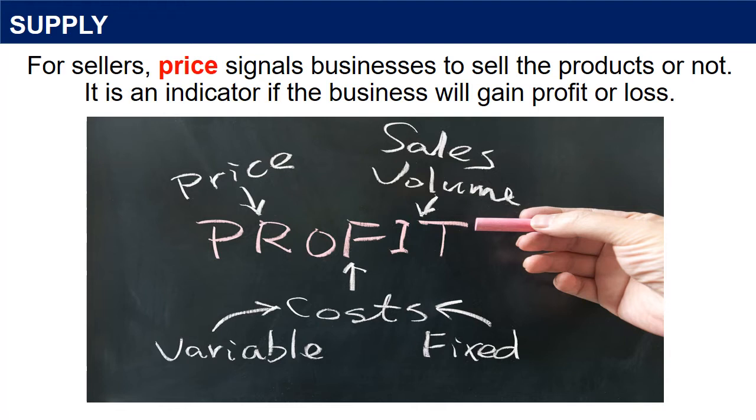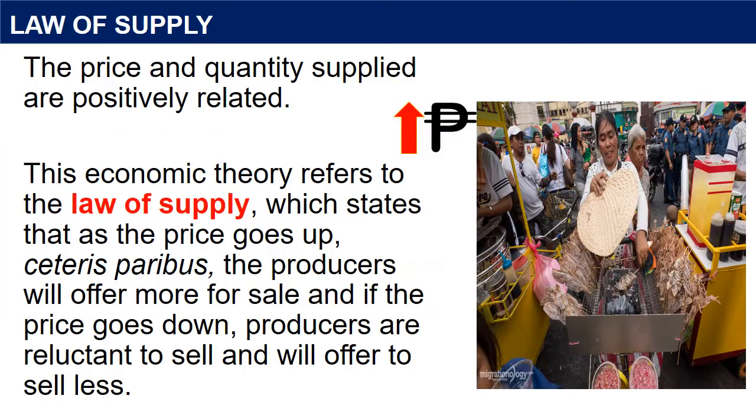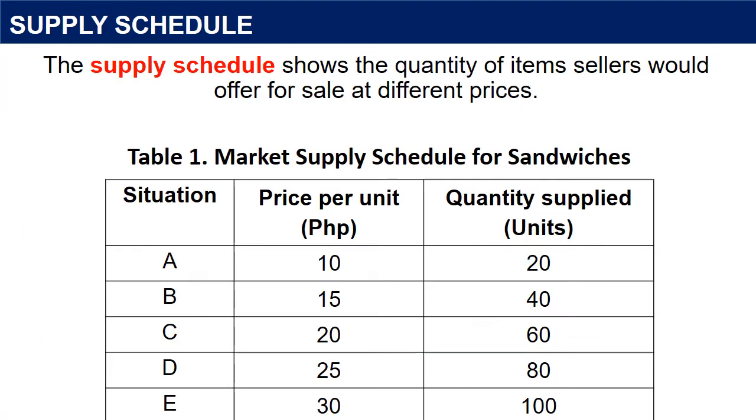If the price of a product rises, the number of units available for sale increases. The number that producers are willing and able to sell at a regular price during a particular period is called quantity supplied. The price and quantity supplied are positively related. This economic theory refers to the law of supply, which states that as the price goes up, ceteris paribus, the producers will offer more for sale, and if the price goes down, producers are reluctant to sell and will offer to sell less. The supply schedule shows the quantity of items sellers would offer for sale at different prices.